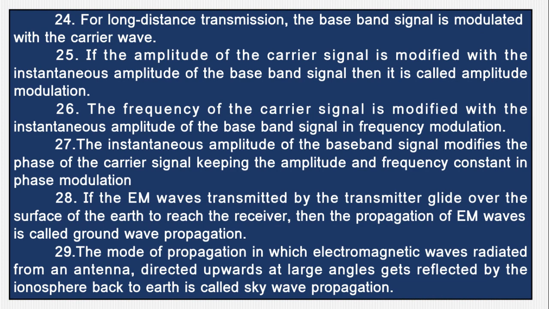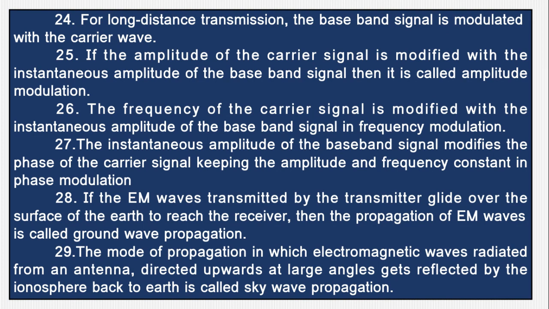26. The frequency of the carrier signal is modified with the instantaneous amplitude of the baseband signal in frequency modulation. 27. The instantaneous amplitude of the baseband signal modifies the phase of the carrier signal, keeping the amplitude and frequency constant in phase modulation.